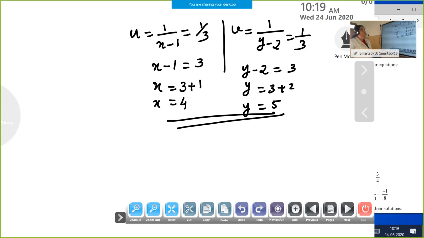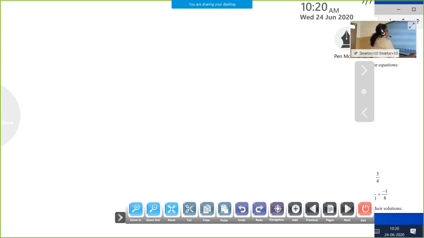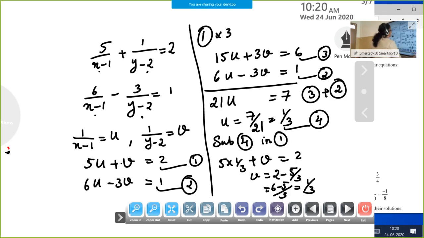Clear? All of you? First you convert it into a linear equation and then solve, then find the value of u and v, and substitute back into the substitutions 1 by x minus 1 and 1 by y minus 2. Clear? Is there any doubt?